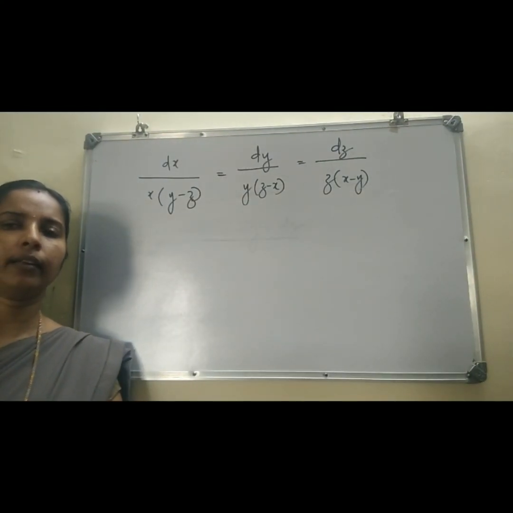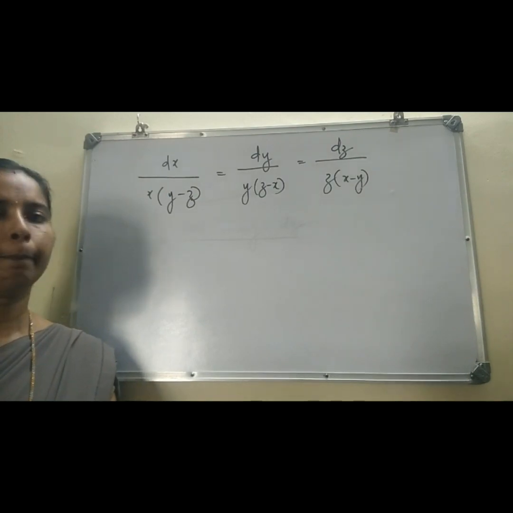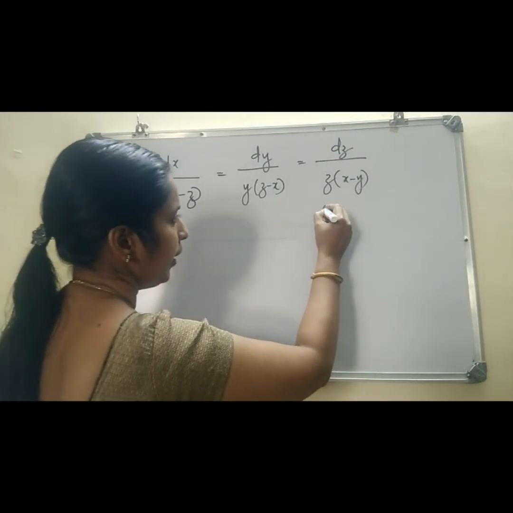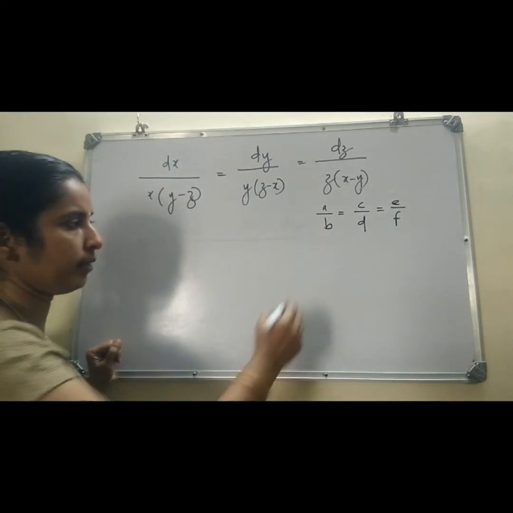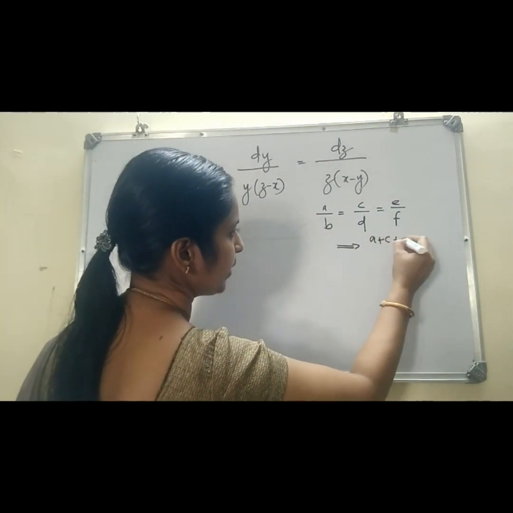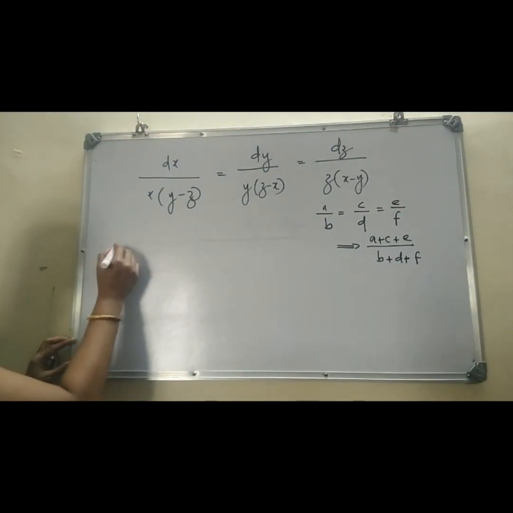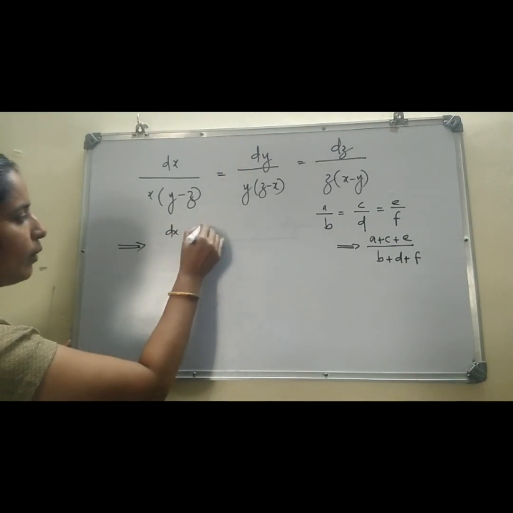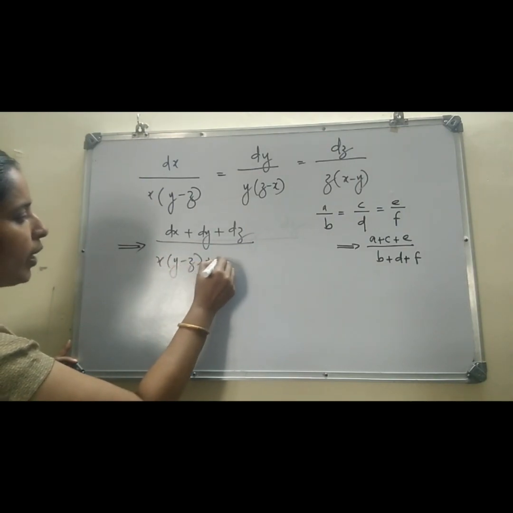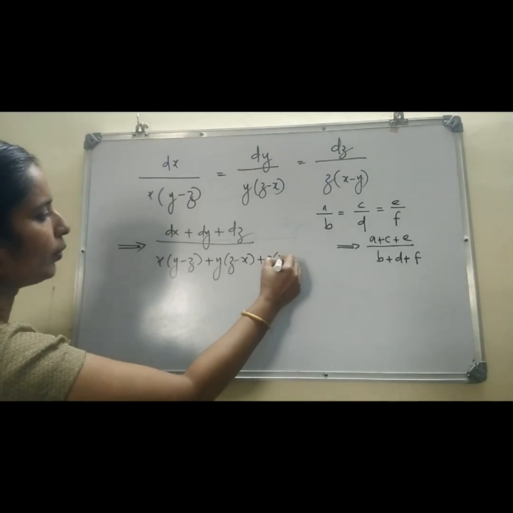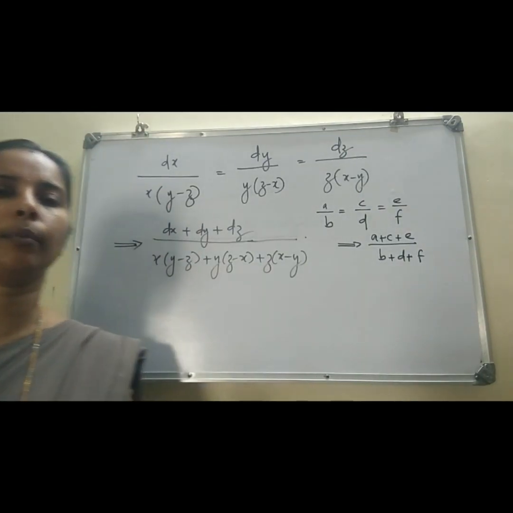Let me answer the same question from another point of view. See, we have the auxiliary equations. Algebraically, if we have a by b is equal to c by d equal to e by f, which implies a plus c plus e divided by b plus d plus f. So this implies dx plus dy plus dz divided by x into y minus z plus y into z minus x plus z into x minus y. Now see the denominator. After simplification, you can see the denominator is 0.